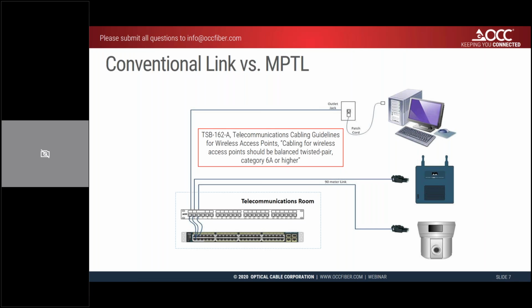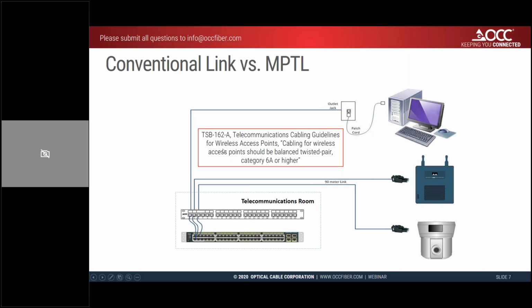Now let's compare that to a mod plug terminated link. This topology here on top is what I showed you on the slide just previous, with your outlet jack coming into your desktop equipment. A mod plug terminated link gets rid of these connections, the jack and the patch cord, and replaces that with a field terminable plug. And you can use that to access wireless access points, security cameras. Those are a couple of the biggies.